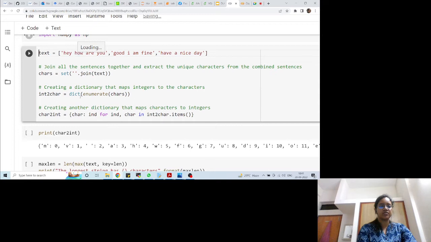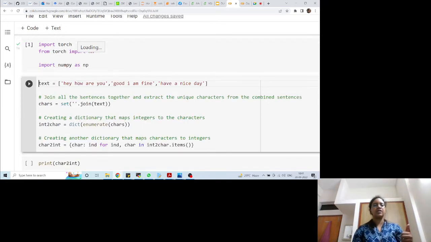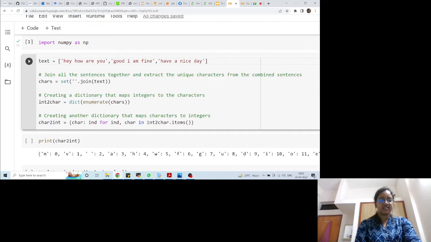So let's start running. Why I chose this example is because we talked about text throughout the day, and I thought that looking at it from the textual point of view will make things easier to understand and interesting as well. Suppose we have a text like this: Hey, how are you? Good, I am fine. Have a nice day. In this cell, they are showing some examples of how to look at these pieces of text.